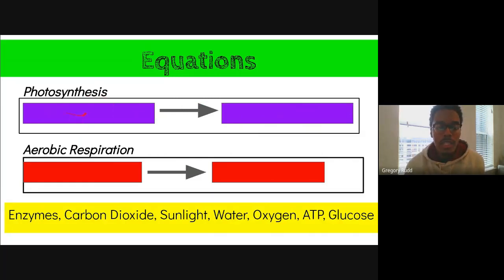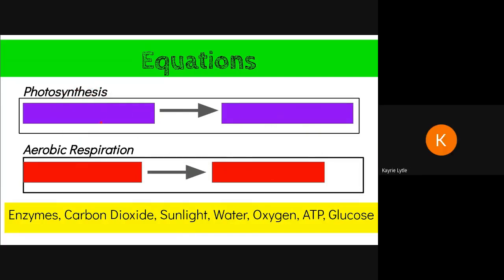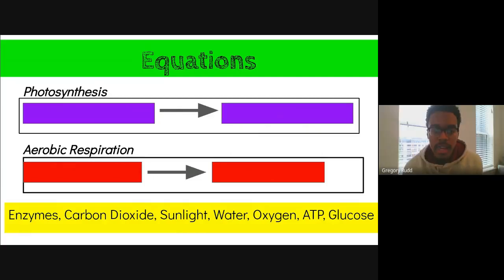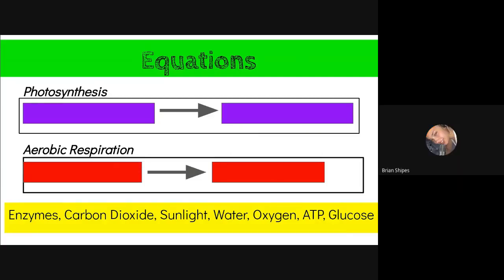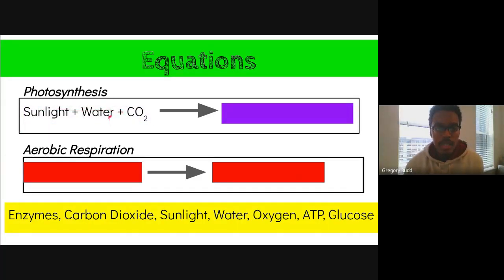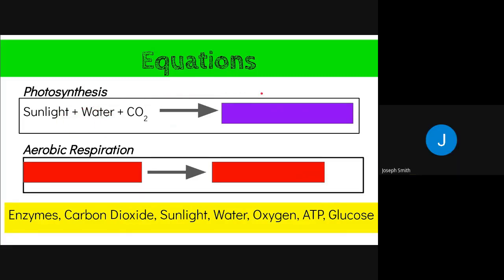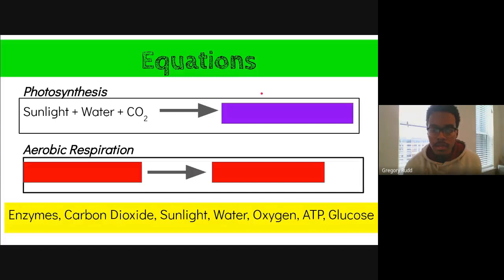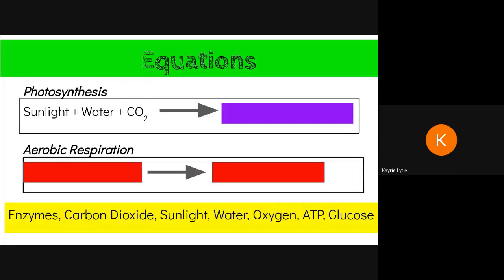So what are the reactants of photosynthesis? What do I need for photosynthesis? Sunlight and carbon dioxide. Carbon dioxide and what? What else? Water. Excellent. So these are the 3 things that I need to do photosynthesis. These are my reactants. What do they produce once they react with each other? Glucose and oxygen. Good.